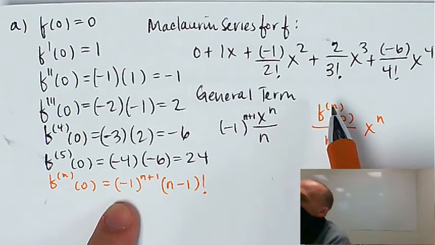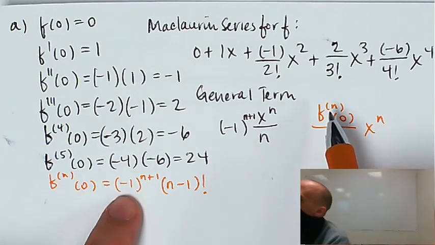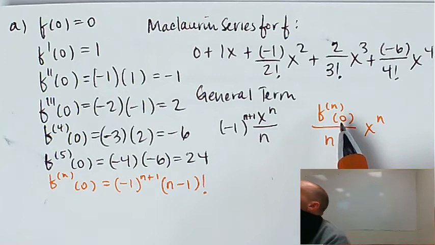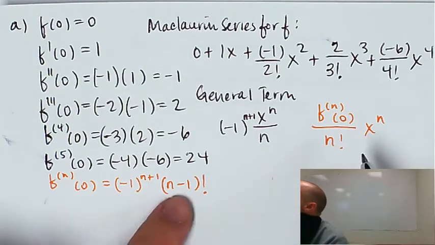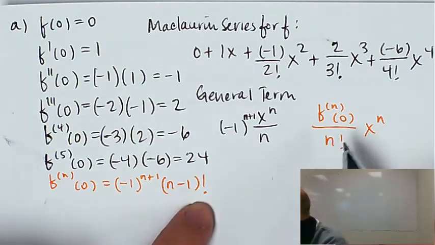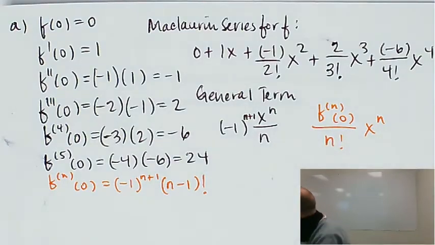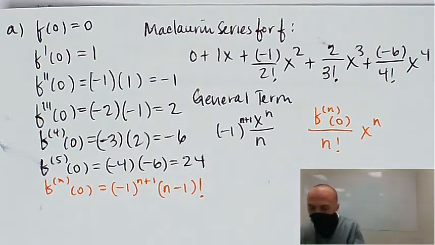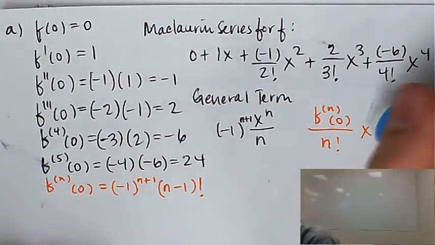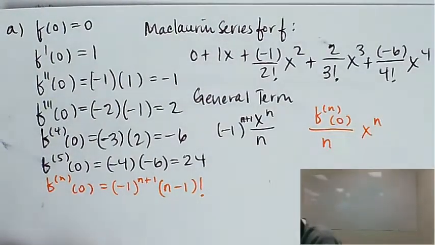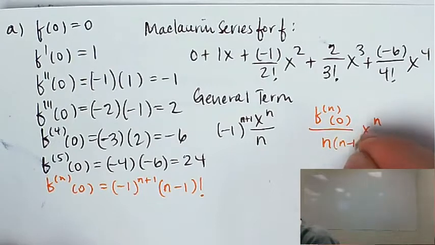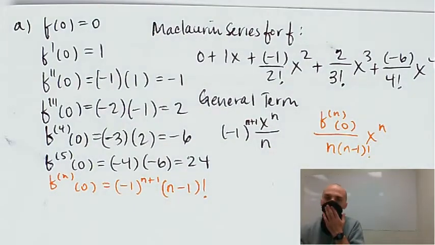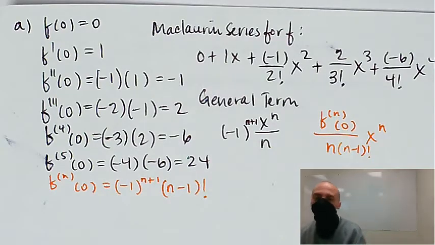This is where you can plug in, this here. And you can see you get the -1 to the n plus 1, and n minus 1 factorial over n factorial. I can rewrite that as n times n minus 1 factorial. And yeah, we'll do that. Okay, and that would be where the n minus 1 factorials would come from. And I get -1 to the n plus 1 divided by n, x to the n.